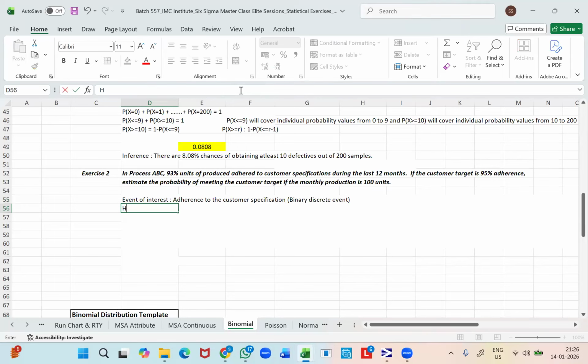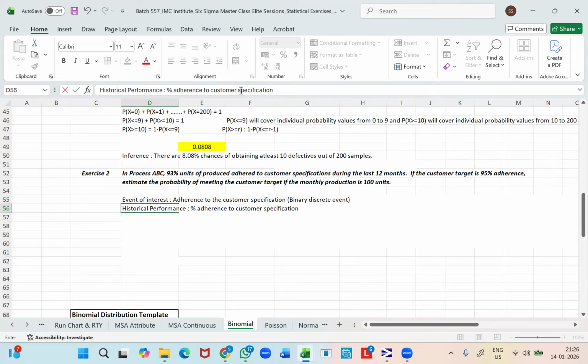right? And what is the historical performance value that's given to us in the question? The historical performance is in terms of percentage adherence to customer specification, right? And this is a binary discrete metric. As I told you, when you inspect a sample unit, it can either adhere to the customer specifications or it may not adhere to the customer specifications.